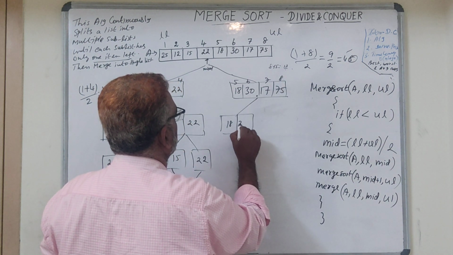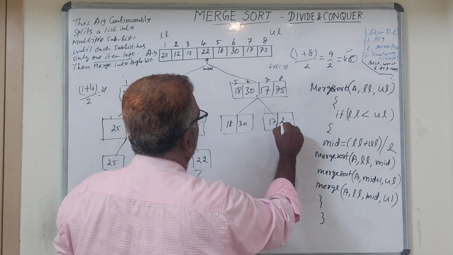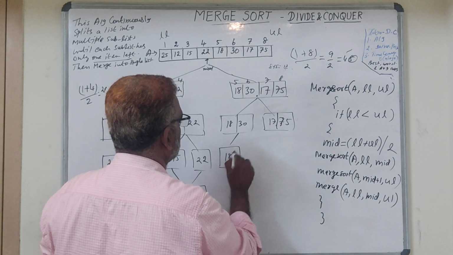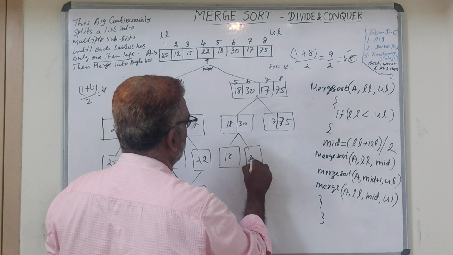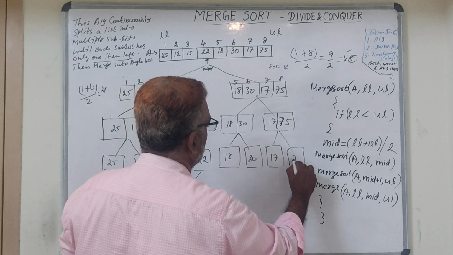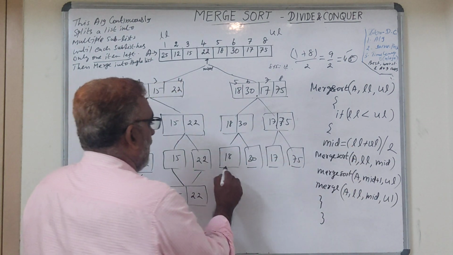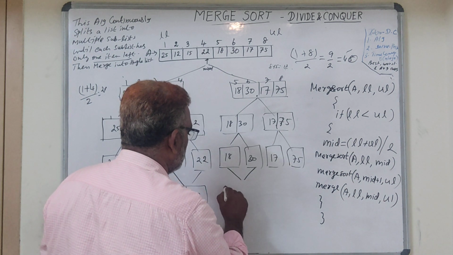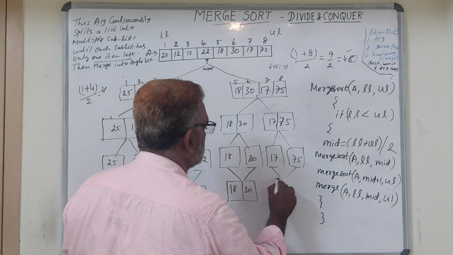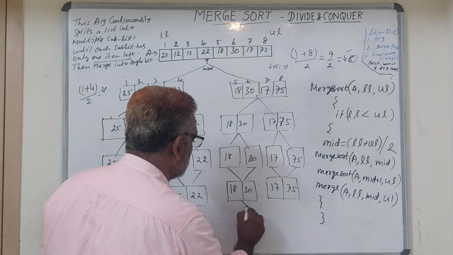So 18, this is 30. Similarly this part you will have 17, 75. Similarly this will be divided into two parts, that is 18 and 30. Again this is 17 and 75. In each and every step, we are simply doing all these operations. And finally you have to merge these two values. You will get the list 18, 30, and you have to merge these two. This is 17 and 75. Now you have to merge these two.